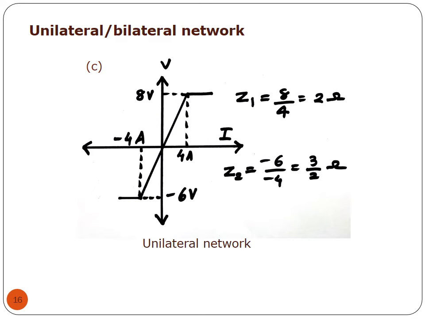Now let us understand an example of a unilateral network. Here in the first quadrant there are two coordinates. The voltage coordinate is 8 volt and the current coordinate is 4 ampere. So Z1 would be 8 by 4, which is 2 ohm. Similarly, the voltage and current have two different values, which are minus 6 volt and minus 4 ampere respectively. So here the impedance value would be minus 6 by minus 4, which is equal to 3 by 2 ohm. So if you compare, Z1 is not equal to Z2. So the network is said to be a unilateral network.